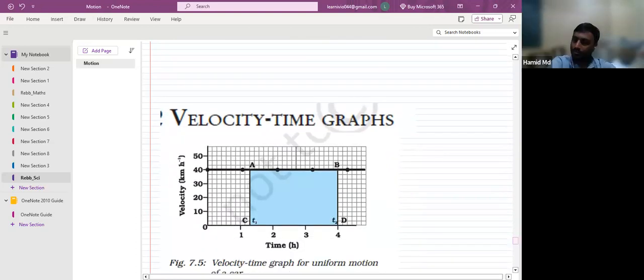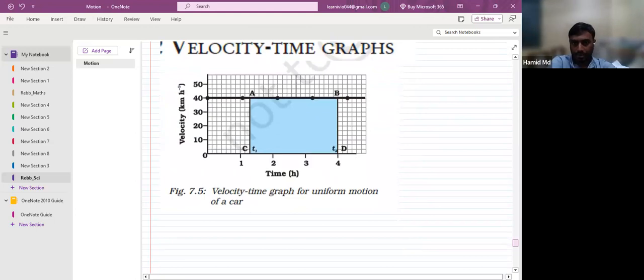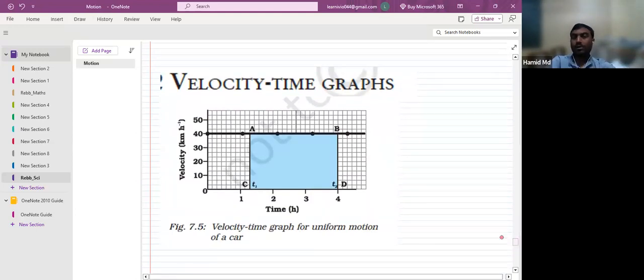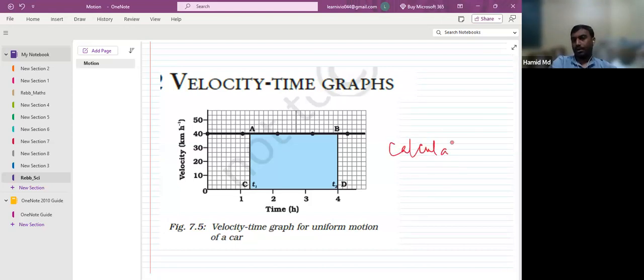Now that was the position time graph. So the slope of position time gives velocity. Now we have the velocity time graph. So calculate the area of this rectangle BCD. Calculate the area of this rectangle.